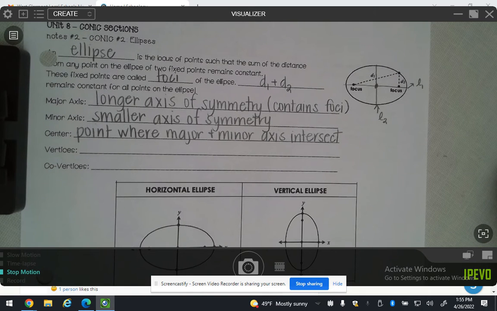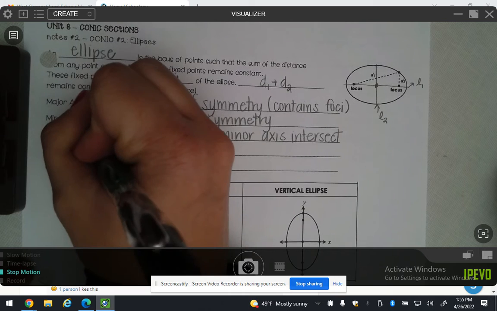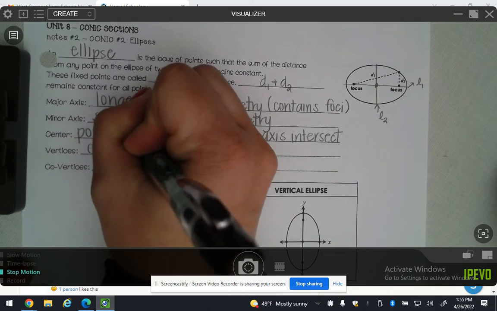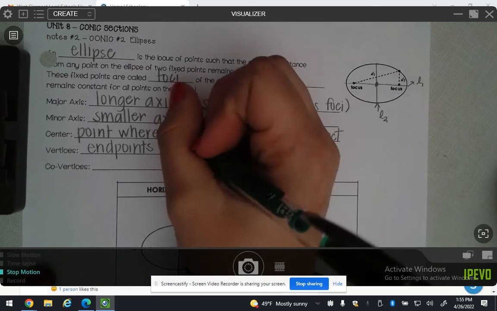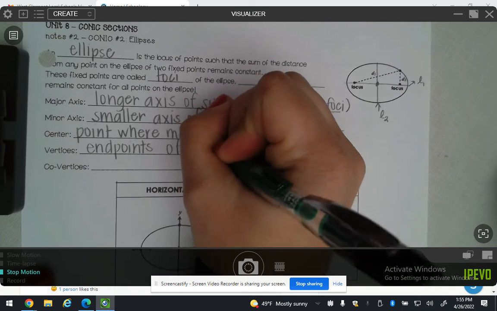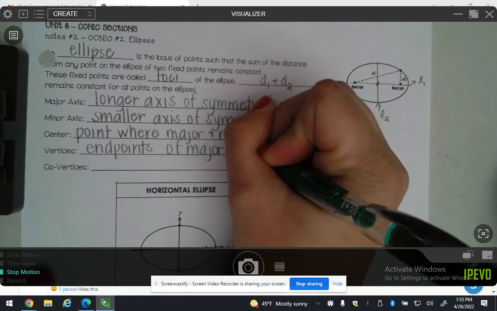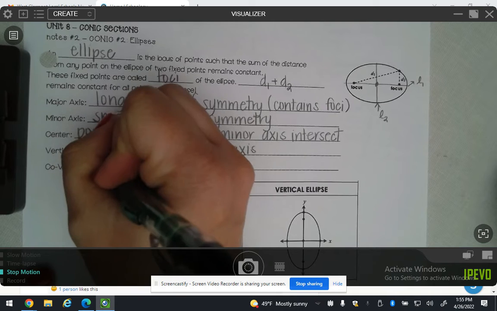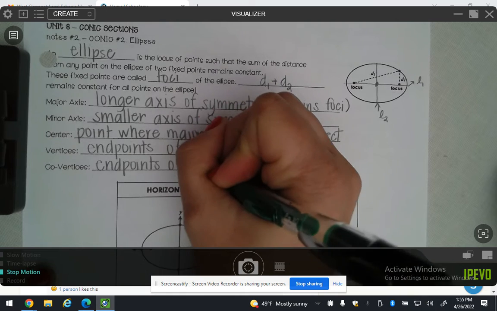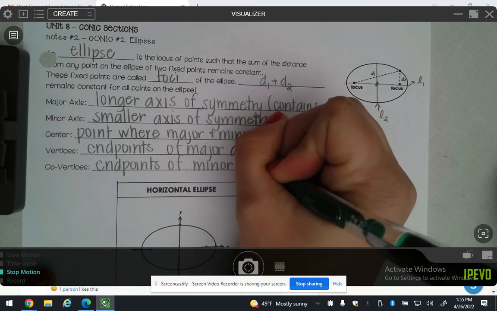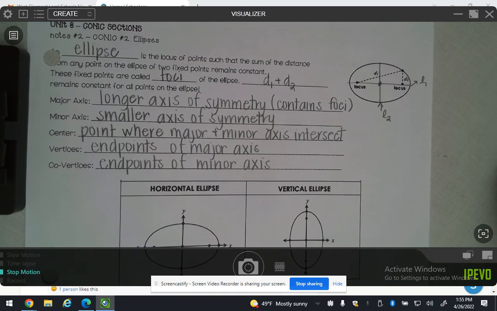Now we have vertices and co-vertices. Vertices are your endpoints. What do I mean by endpoints? Like right where they end, right? So where my segment stops. This is the endpoints of my major axis. And the co-vertices are the endpoints of your minor axis. We cool there? Everybody cool?